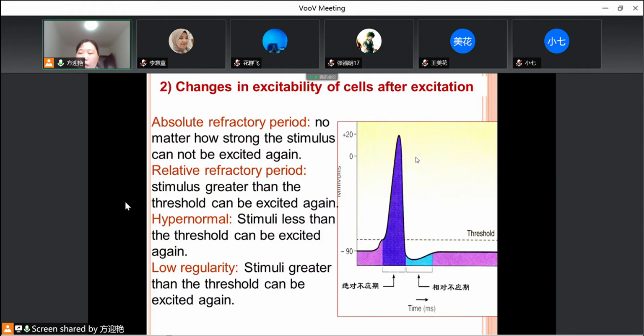And then we should record two stimulations and produce two action potentials. So the interval between the two stimulations needs to be longer than the refractory period. Then the second stimulation can produce the second action potential. Do you understand?